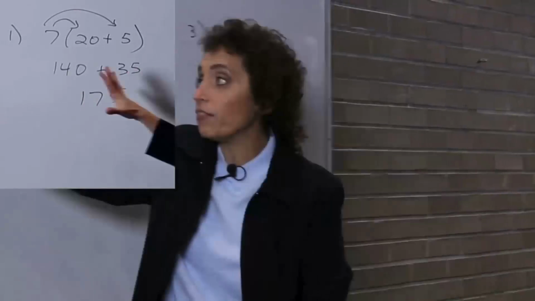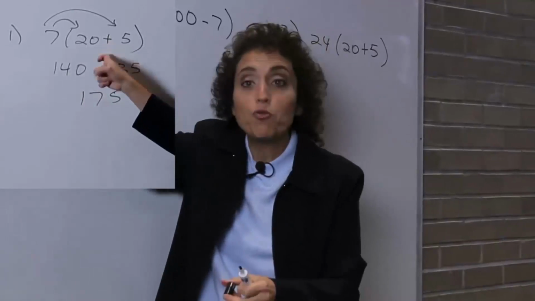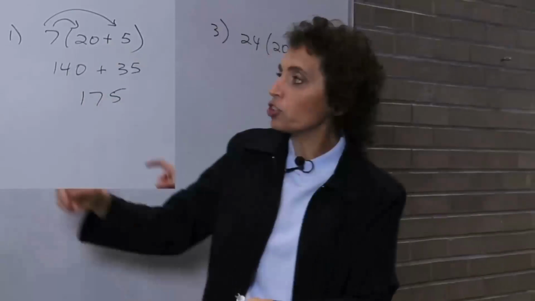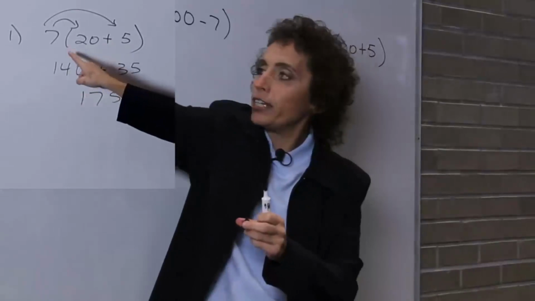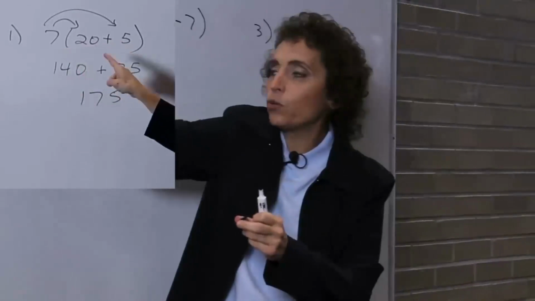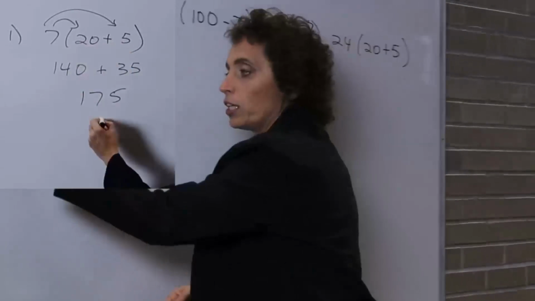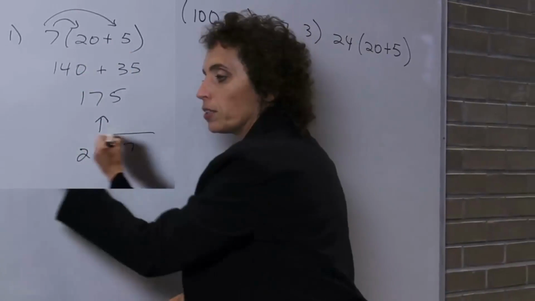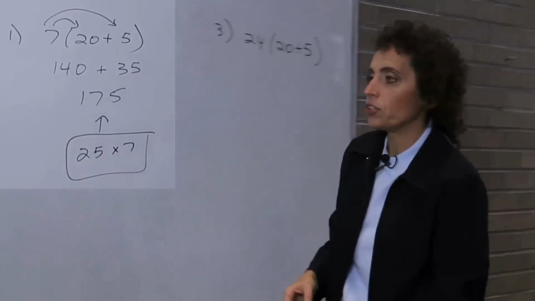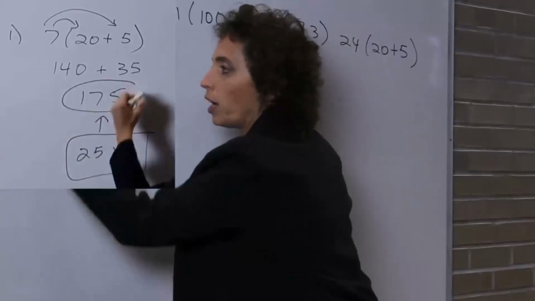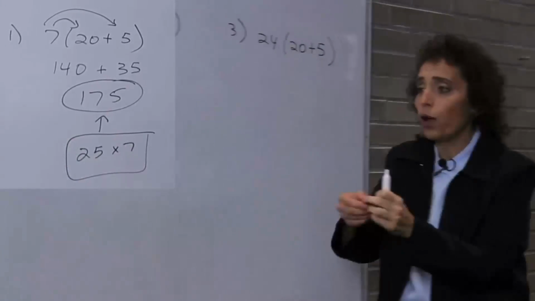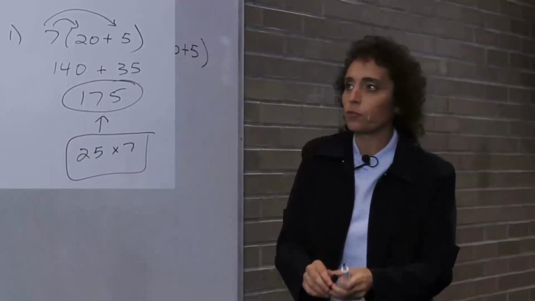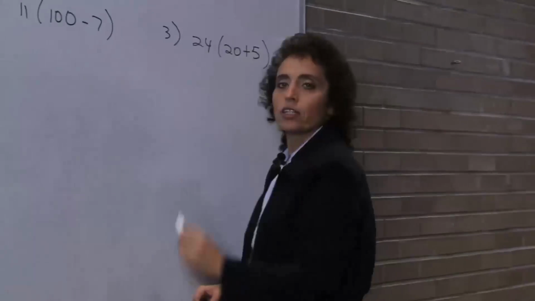But the main thing you have to understand is what problem you really did here. So you have to understand that what you really multiplied is the 7 times what's in here, which is 25. So this is really the answer to 25 times 7. Okay? That's really the answer to that. So 175 is our answer, but you have to be aware that you multiplied 25 times 7. Okay, so let's take a look at this one.